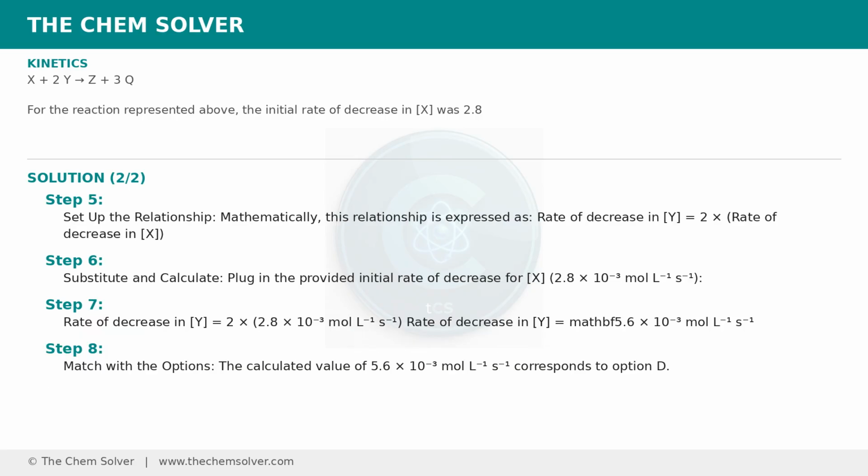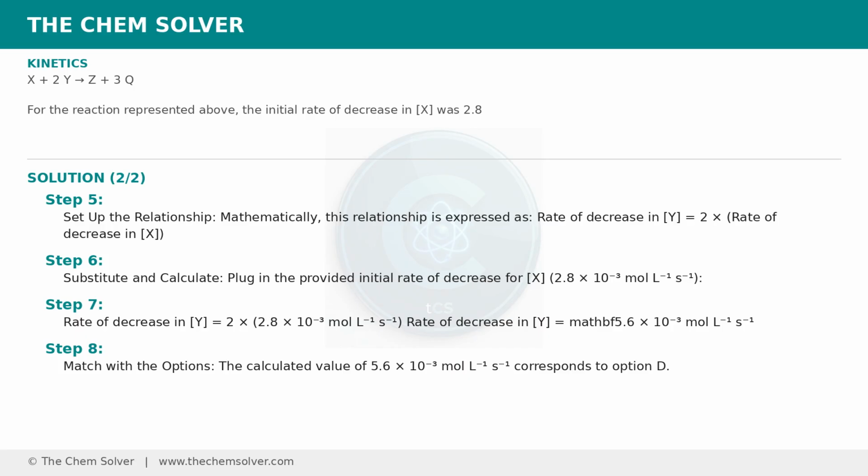Set up the relationship. Mathematically, this relationship is expressed as rate of decrease in Y equals 2 times rate of decrease in X. Substitute and calculate. Plug in the provided initial rate of decrease for X.